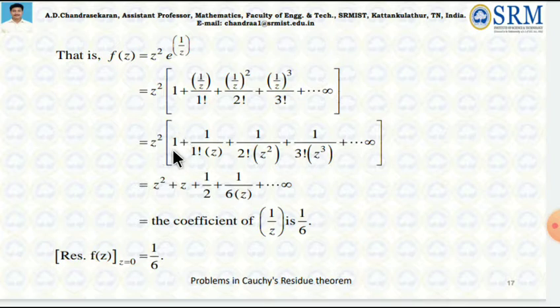We get z squared into 1 is z squared, z squared into 1 by z is z, and z squared gets cancelled. It is 1 by 2 factorial is 2, and here z squared gets cancelled. So 1 by 3 factorial into z. This 3 factorial is 6. So the coefficient of 1 by z in this expansion of f of z is 1 by 6. So this is my residue of f of z at the pole z equal to 0, right? So 1 by 6 is the residue value.